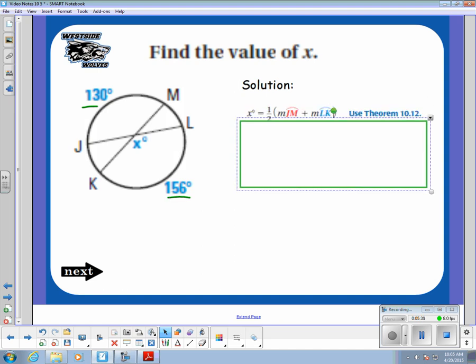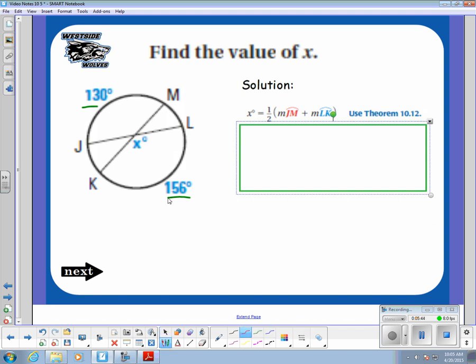So if we look here, angle X is going to be the measure of JM, which is this red arc, plus LK, which is the blue arc, times 1/2. I like to do it over 2 because it's just easier to work as a proportion. So if you look at my setup, mine looks like this. X equals 130 plus 156 all over 2.